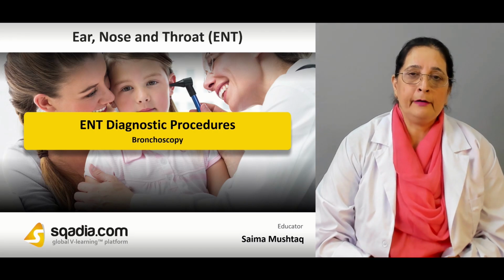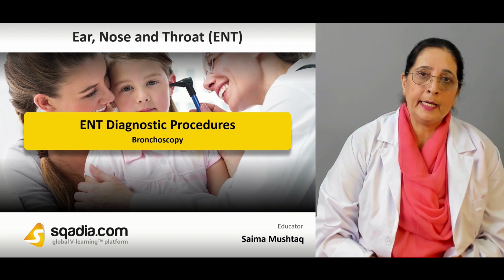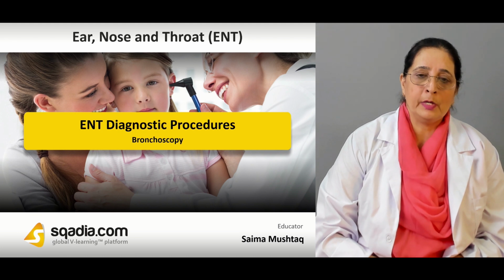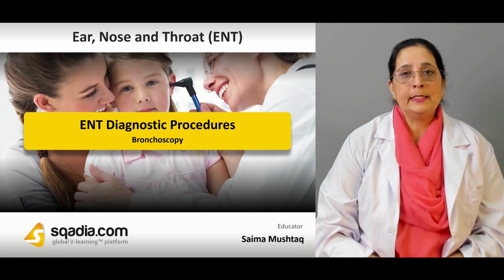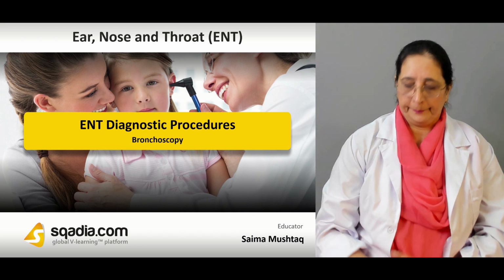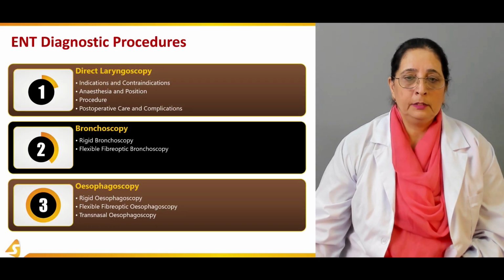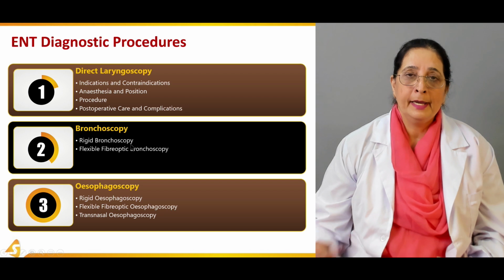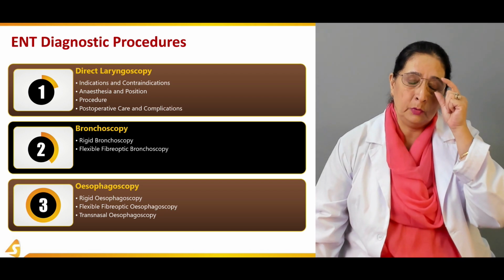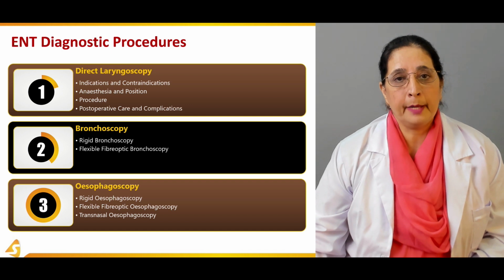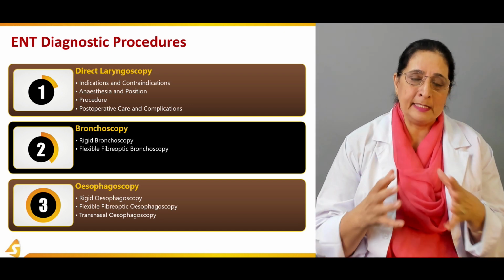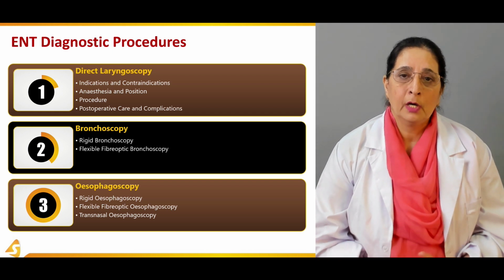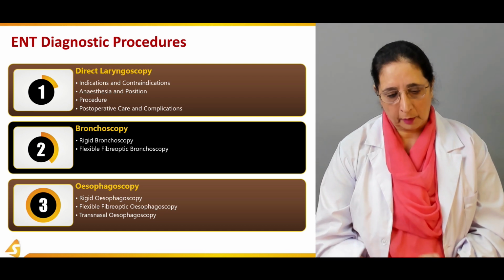So after discussing laryngoscopy, which is an important ENT diagnostic procedure, now let's move on to another procedure known as bronchoscopy, or examination of the bronchi. Two types of bronchoscopy can be used. We have rigid bronchoscopy, in which a rigid bronchoscope is used, and then we have flexible fiber optic bronchoscopy. The main difference between the two is the type of bronchoscope used for visualization of the bronchi.